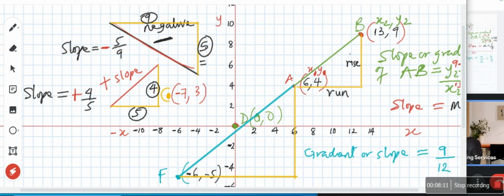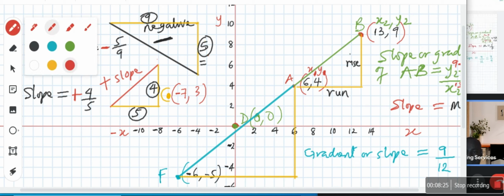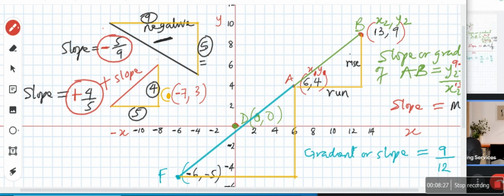If it is going down, I said it will carry a minus. If it is going up, it will carry a plus. So like this one that is sloping up will carry a plus. If it is going down, a minus. So you just do rise over run and all that.